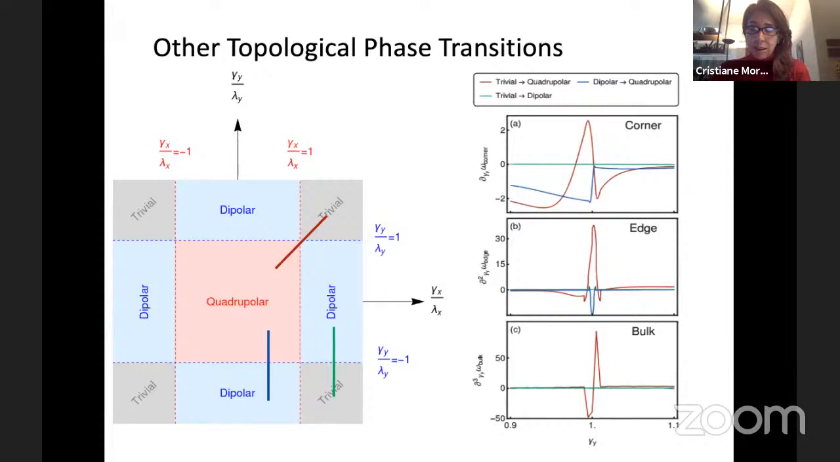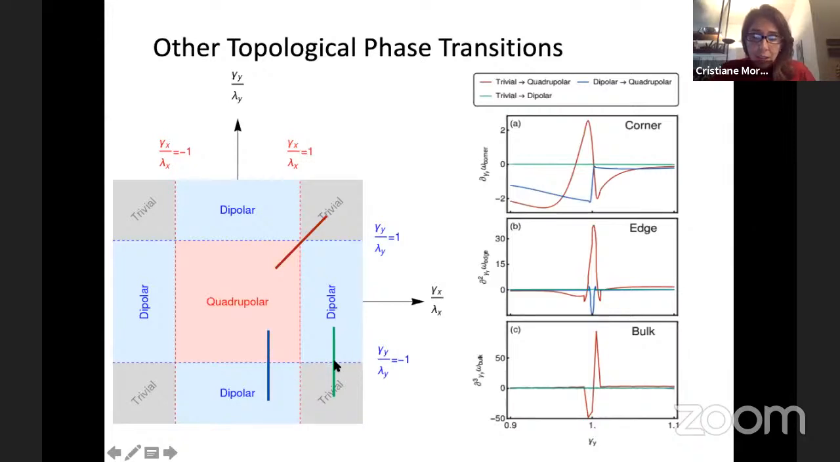Everything is fine. But now, look at the blue, the transition from the dipolar to the quadrupolar. I see a discontinuity for the corner. I see a peak for the edge. So I am capturing the phase transition for the corner or for the edge. But for the bulk, I see nothing, just 0. I can't capture the phase transition at the bulk for this phase transition.